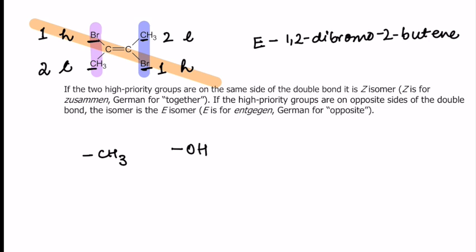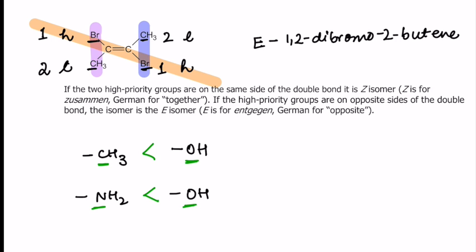Just to practice, how would you decide which is the higher priority group between a methyl group and an OH group? So, looking at the first atom, carbon, oxygen. Oxygen is the heavier atom, therefore, oxygen will have the higher priority. What if we wanted to compare between, let's say, an NH2 group and an OH group? Well, again, between nitrogen and oxygen, oxygen has the higher molar mass, therefore, higher priority.